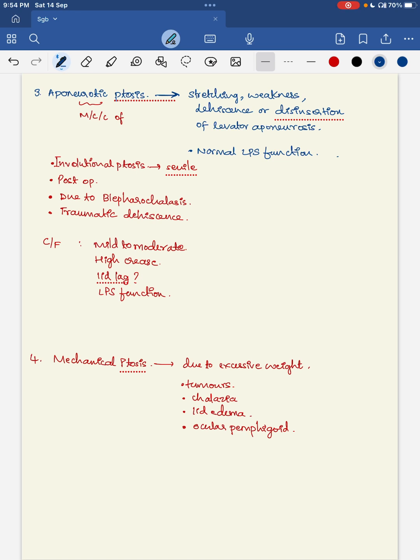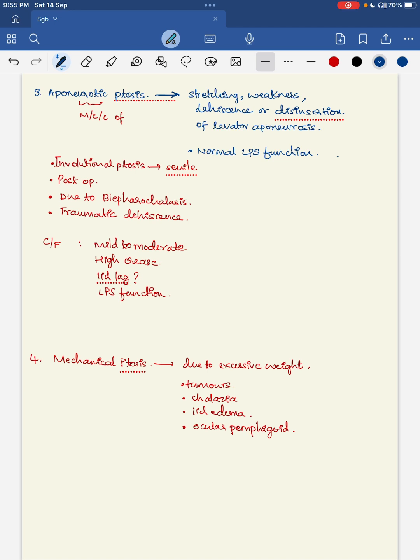The muscle function as such, normal LPS function, is present. That means Burke's test will not reveal any dysfunction. Aponeurotic ptosis is the most common type of ptosis in an ophthalmology OPD. If you sit down, the most common type is aponeurotic ptosis, the one which occurs with age, involutional ptosis. This can occur sometimes as a part of postoperative complication in certain vitrectomy, even in cataract surgeries. It can occur.